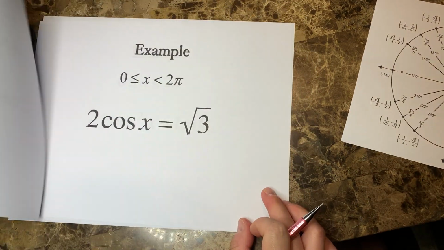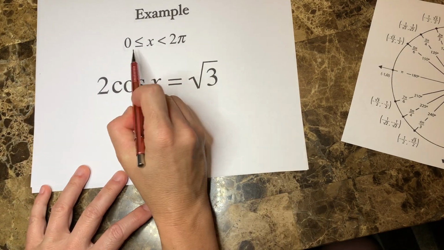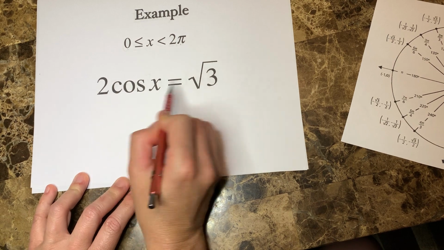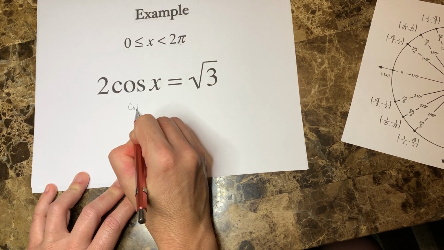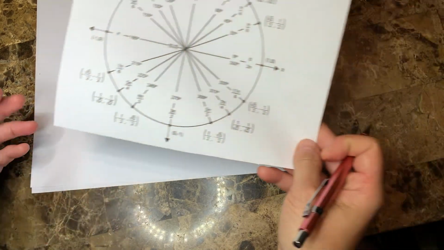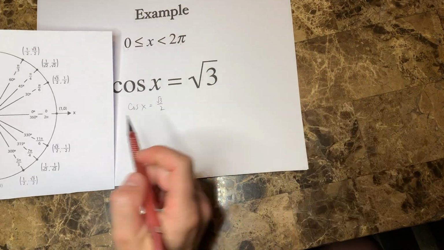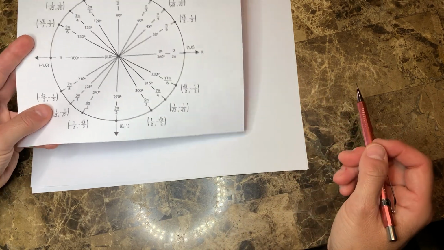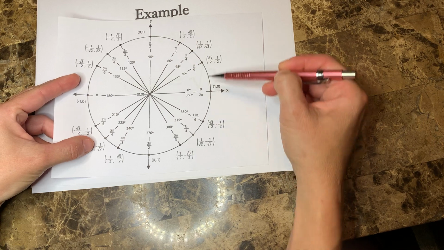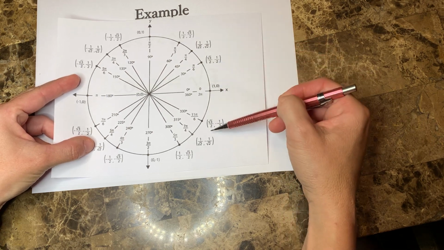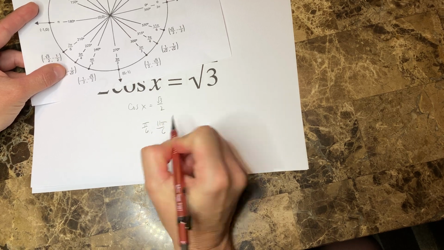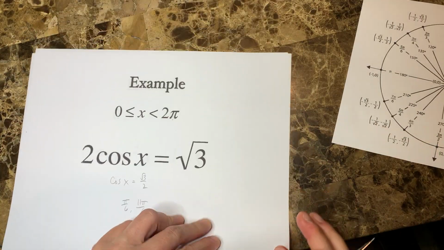All right, let's try another. Again, we're looking for answers between 0 and 2 pi. So I'm going to divide both sides of this equation by 2. Cosine of x is rad3/2. And then if I look on my unit circle, the cosine value is rad3/2 here and here. There are 2 of them where it's positive. So the two answers are pi/6 and 11 pi/6.